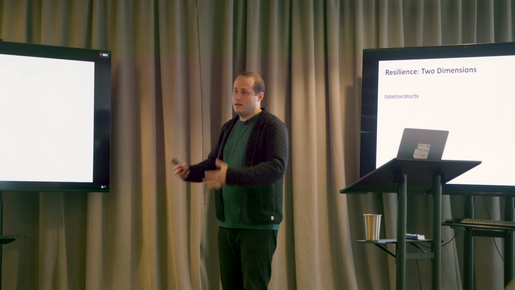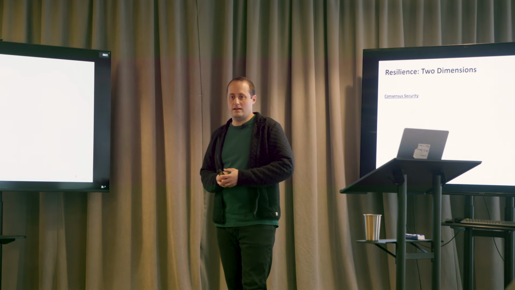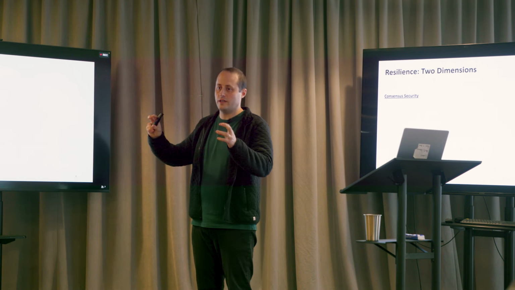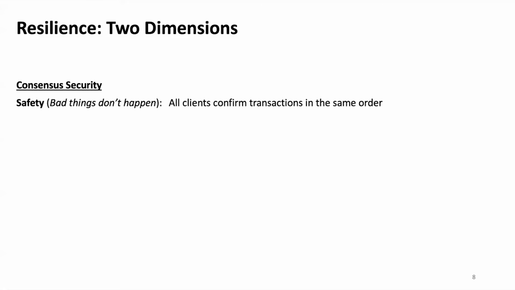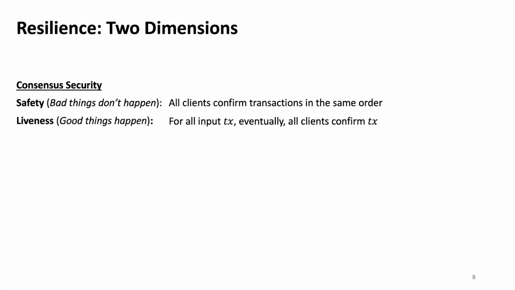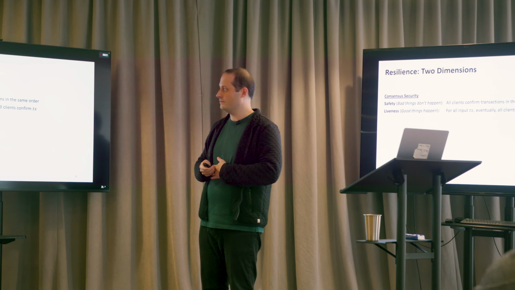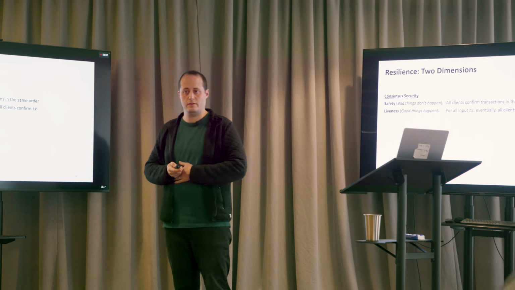Now we want to dig a little bit deeper still. So I need to introduce one more detail of the model. Let's remind ourselves what are the consensus properties, the security properties that we want from these ordering protocols, from these consensus protocols. Consensus security is these two properties. Safety, which is that all clients confirm transactions in the same order. Think of it as bad things don't happen, where bad things are inconsistency. And liveness, which is that for every input transaction, eventually the clients confirm that transaction. And think of that as good things should happen in your protocol.